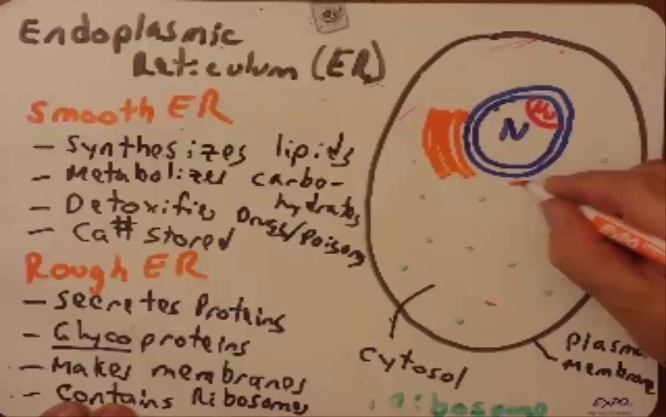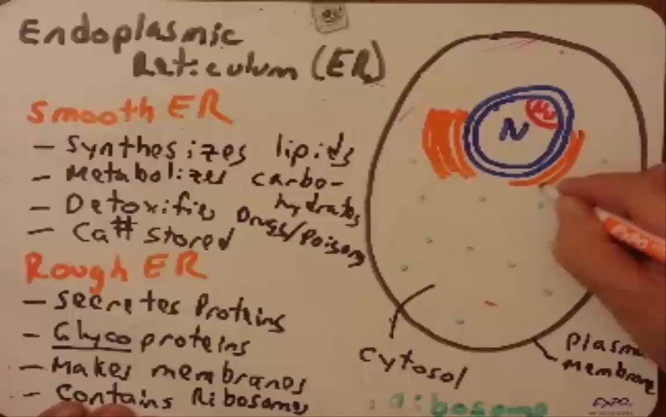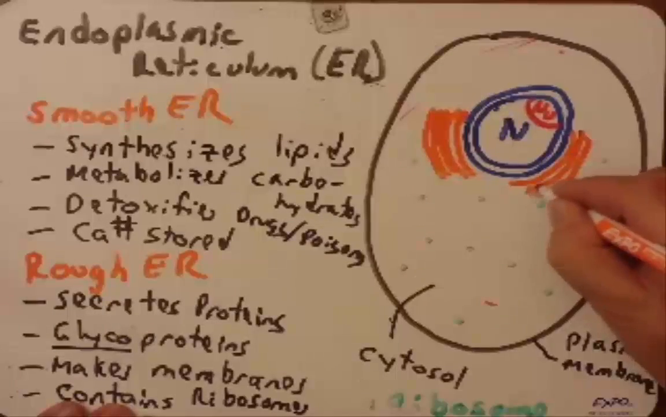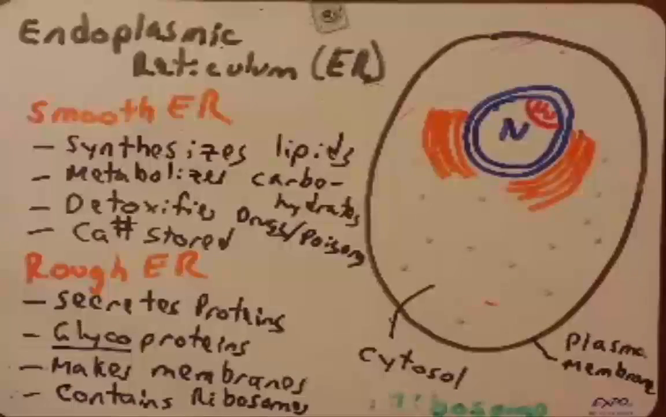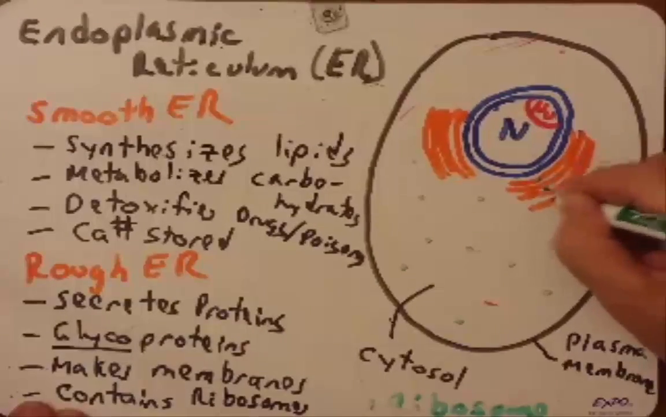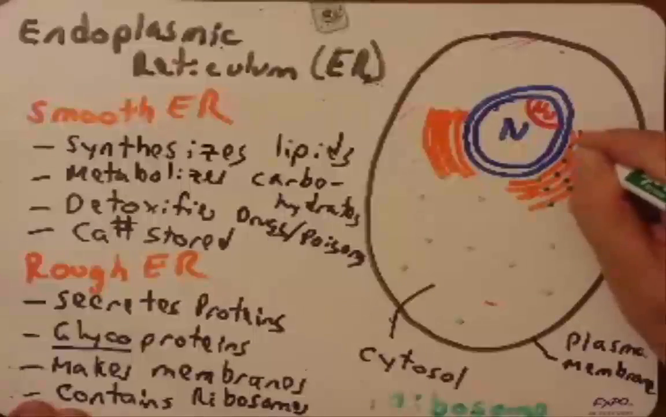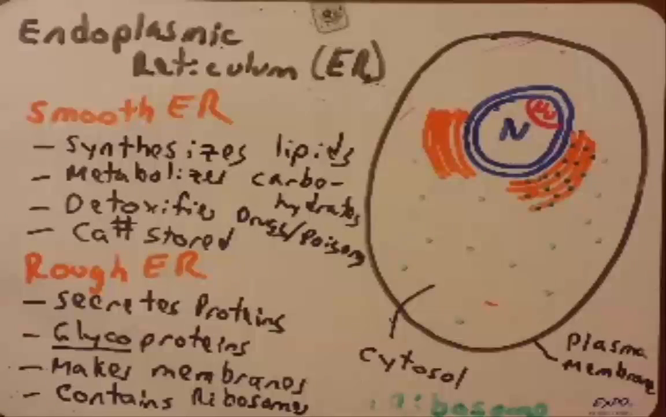And so I'm going to just draw them over here on this side of the nucleus. And I'm going to litter it here with ribosomes. Okay, before we move on, as you look at your own drawing, you may want to label these as rough ER and these as smooth ER. I just don't have the space to do that on this small whiteboard here.